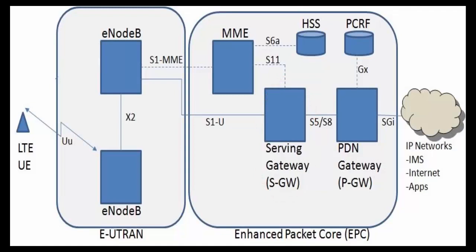MME is connected to a database called as HSS or Home Subscriber Server. Home Subscriber Server component has been carried forward from UMTS and GSM, and it is a central database that contains information about all the network operator subscribers. And the information that HSS has could be maximum data rate allowed for a subscriber, keys to be used in security algorithm for a subscriber, and some more information like that.